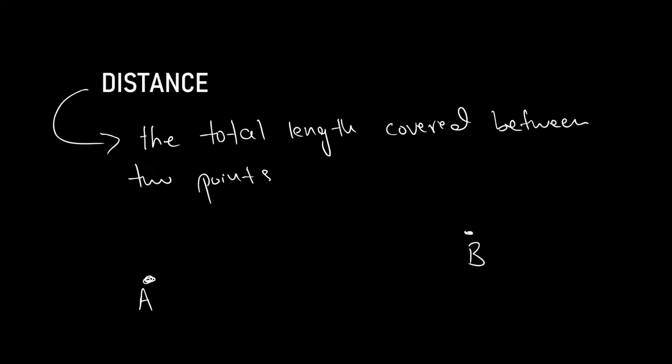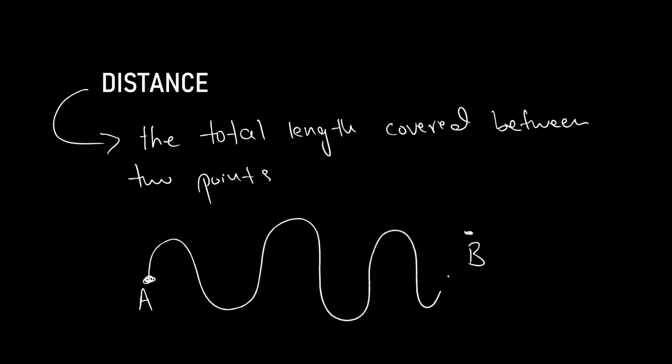अब रास्ता जो है वो थोड़ा सा अजीब है. It's not a straight path, so you end up following something like this. आप अंदर अंदर जाके B में meet कर लेते हैं. Let's say if this is 3 kilometers, so the distance between A and B is 3 kilometers, because that is the actual total length that you have covered between these 2 points.